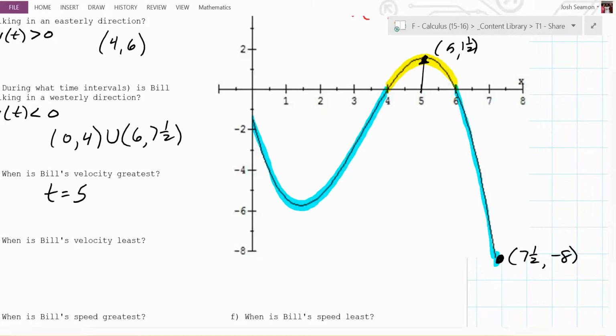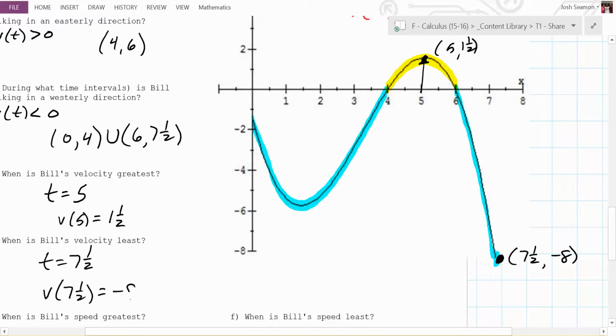Connor. No. No, it is not. 7.5. Oh, you can't see that? Oh, sorry. 7.5. And what is the velocity at 5? 1.5. And what's the velocity at 7.5? Negative 8, based on those points that I put in there.